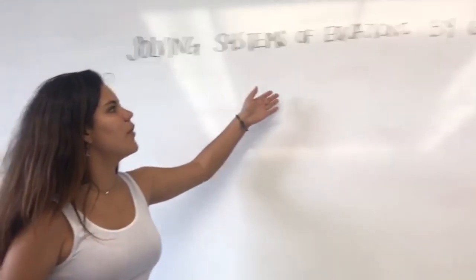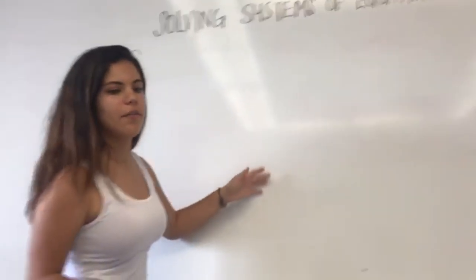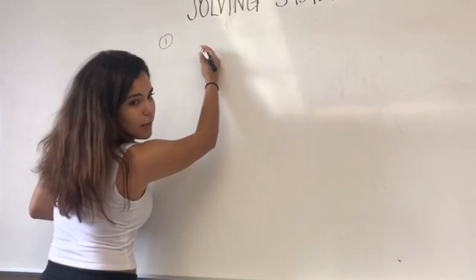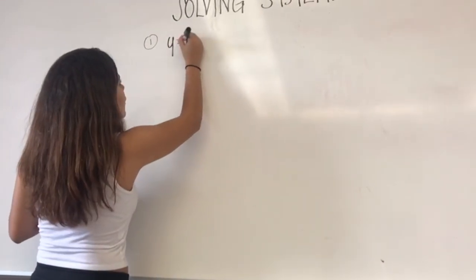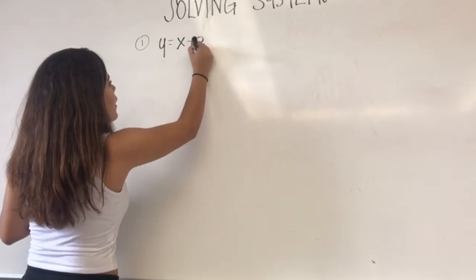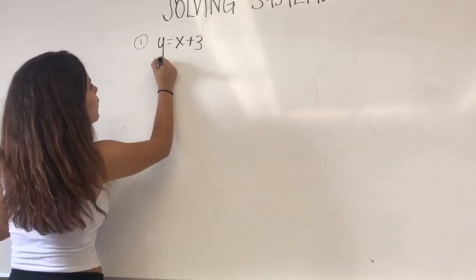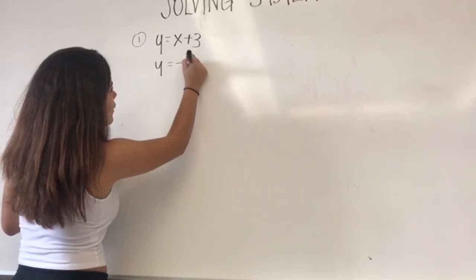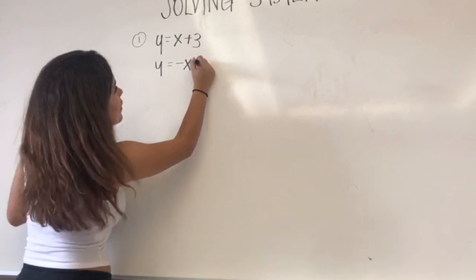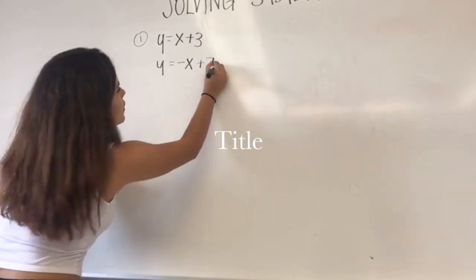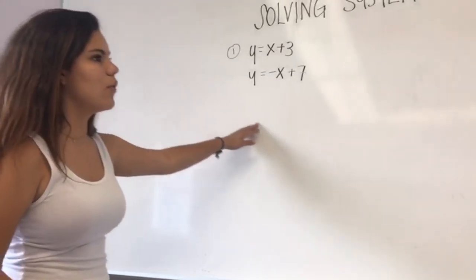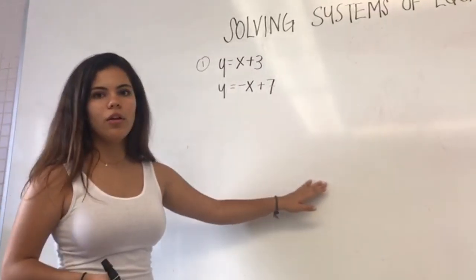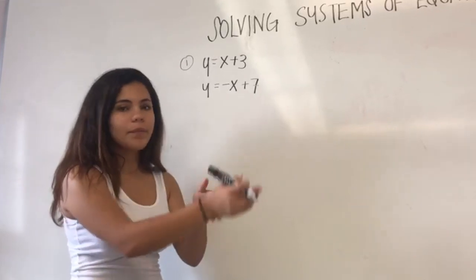For solving systems of equations by graphing, you have two equations. The first one we have here is y equals x plus 3, and the second one is y equals negative x plus 7. What we want to achieve by doing this is to find the point where the two equations meet, or if they don't meet at all, or if they are always meeting.